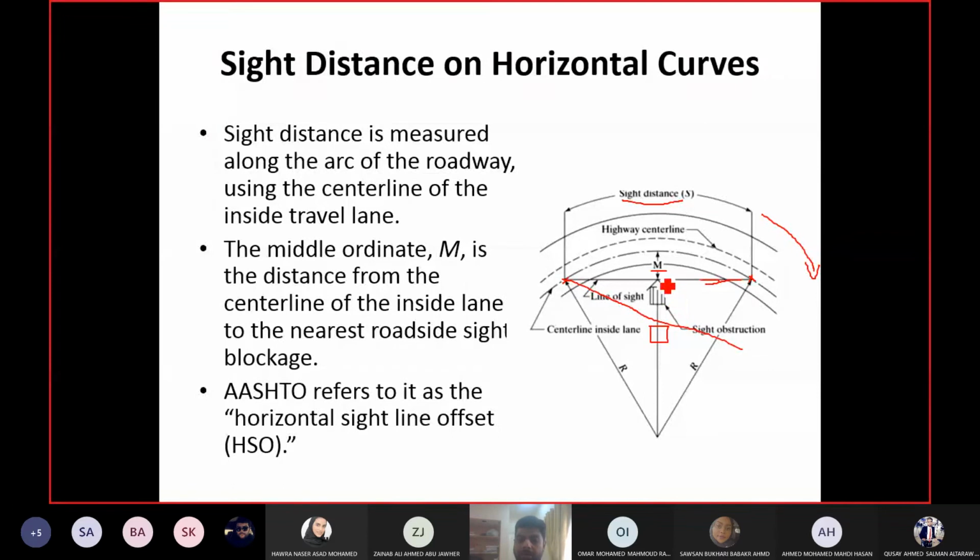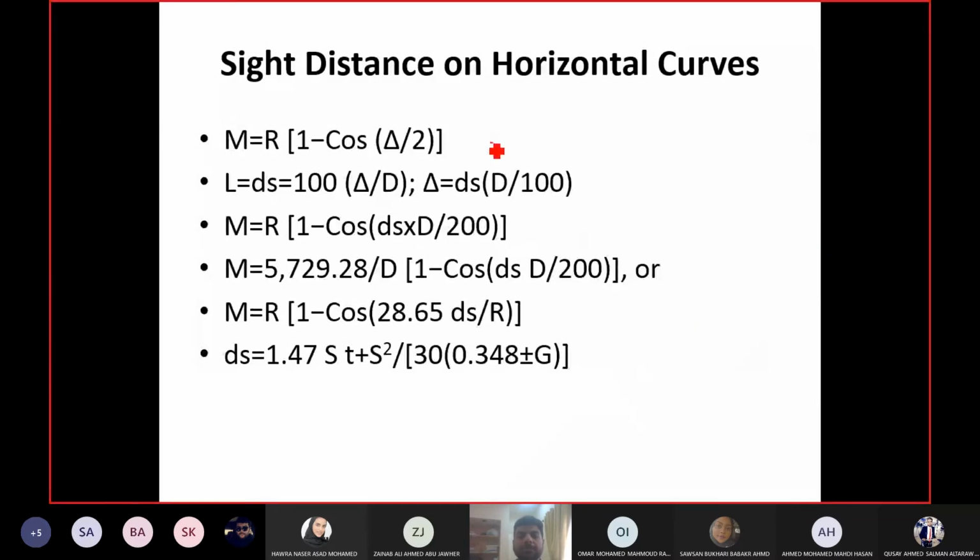Now M is also termed the horizontal sight line offset, HSO. This can also be termed as the horizontal sight line offset, which is nothing but M, to the roadside obstruction. Now this is the equation for M. We already have it from the curve geometry. And this is the equation for the length of the curve.